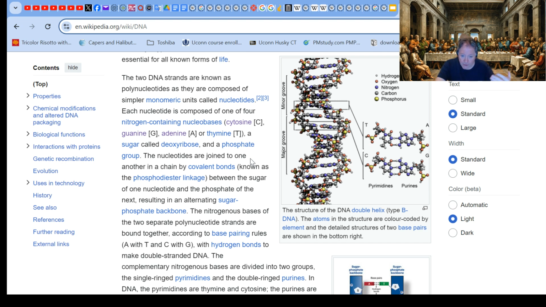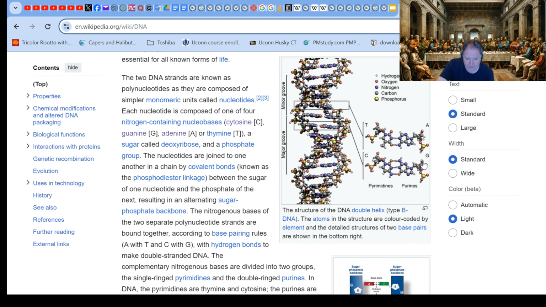And I'm going to explain how that is after we show where these four components came from. Now, I think I'm going to first draw your attention here to the two types of compounds there are. There's one group that's called pyrimidines and one called purines. The pyrimidines are thiamine and cytosine. The purines are adenine and guanine.